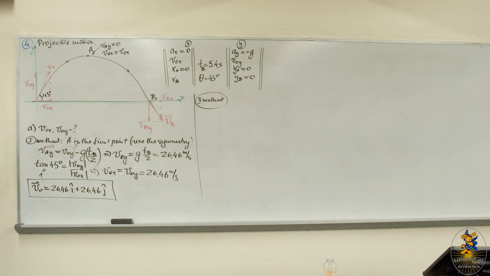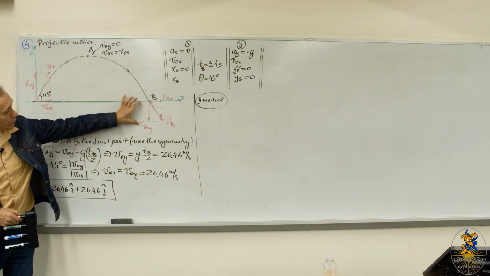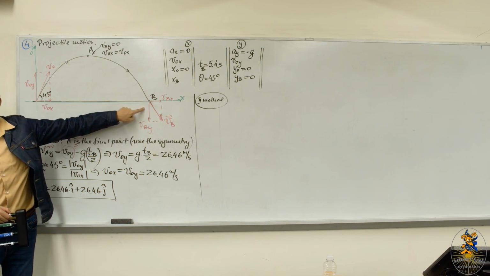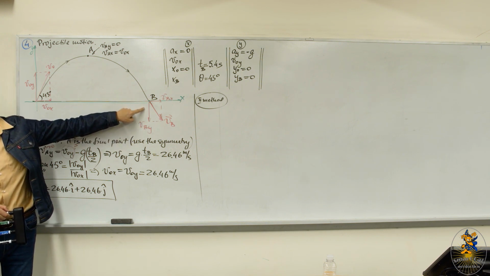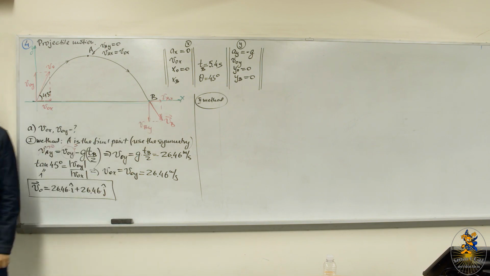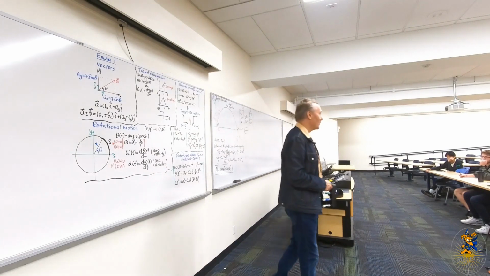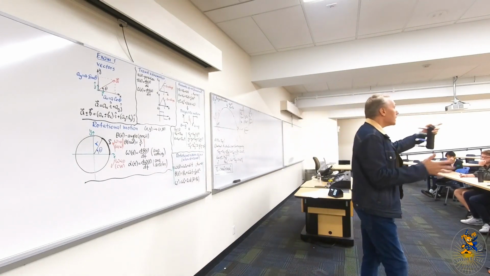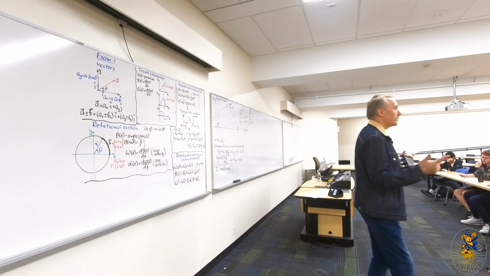Again, using the symmetry, what can you say about the magnitude of the y component of the velocity at point B, and the y component of the velocity at the initial point? What can you say about this magnitude and that magnitude? Symmetry. They must be the same.